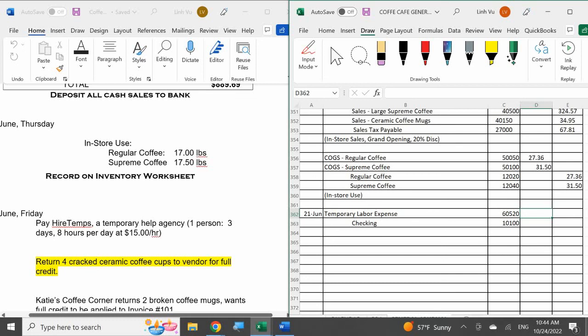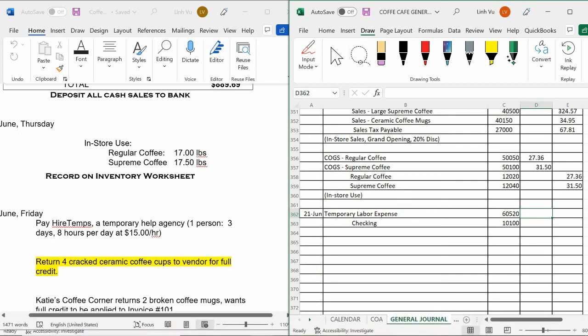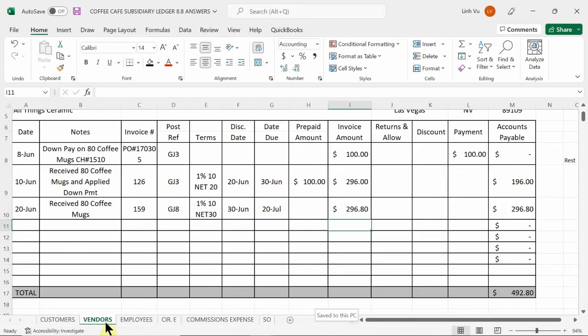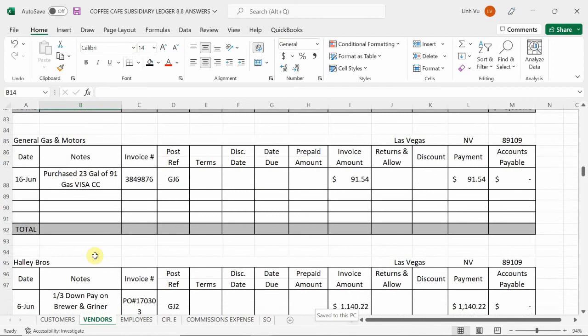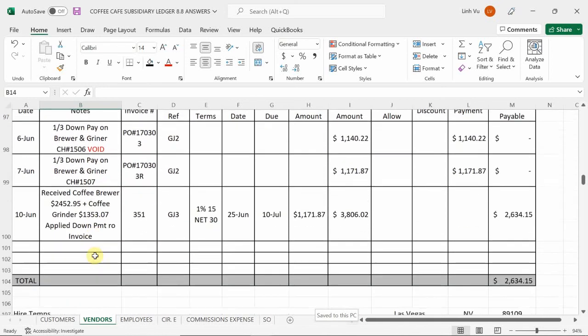A payroll chart. It's not payroll. We are paying for labor expense, but I'm talking about where else can we find out how much we owe them? What's the list called to figure out how much we owe people? Not accounts payable. The vendors list. So if I go to my vendors list, who am I looking up right now? Who am I paying? You're paying Hire Temps.